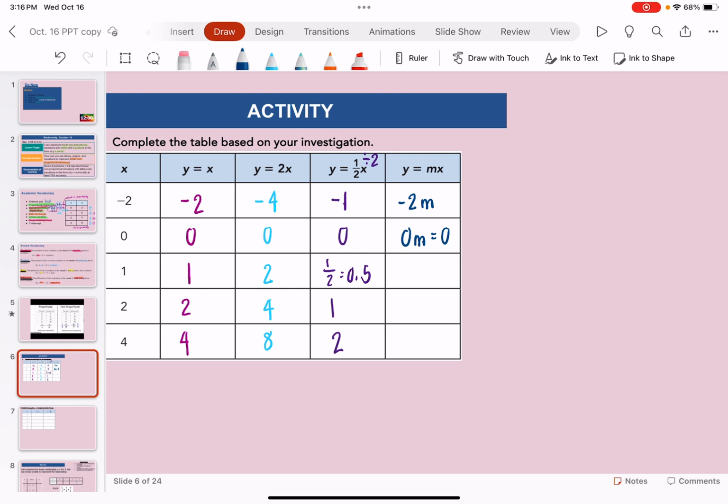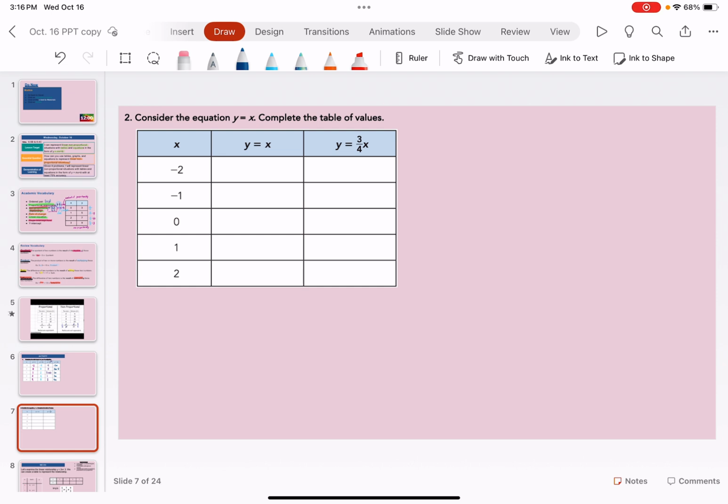Then we have m times x. So x being 1, we have 1m. Then we have 2m, because we have the 2 times the m. And lastly, the 4 times the m. Okay, so we already did that for that first table.